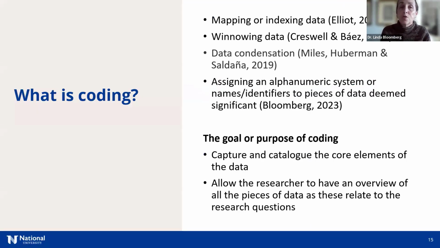So let's start with coding, because coding is the first step in the analytic process. And what we have to do is narrow down our data by the use of codes. We're engaging in data condensation, as I mentioned previously. And we're going to be assigning an alphanumeric system or some sort of naming system to pieces of our data, which then become our codes. So the purpose of the codes is to capture and catalog the core elements of the data, which are the transcripts. And this allows the researcher to have an overview of all the pieces of data as these relate to the research questions of the study.